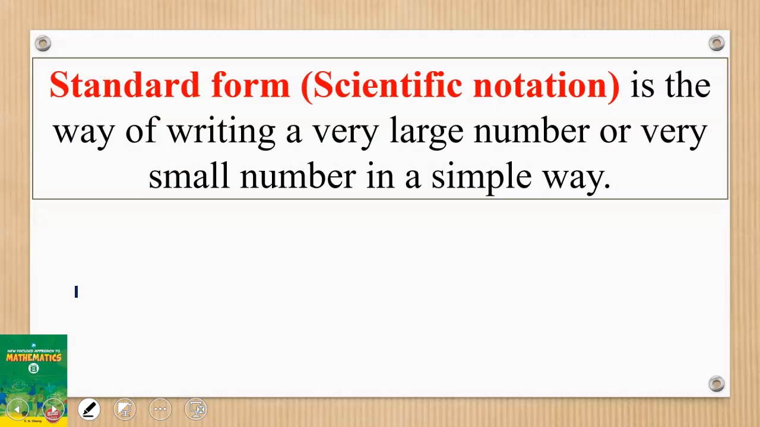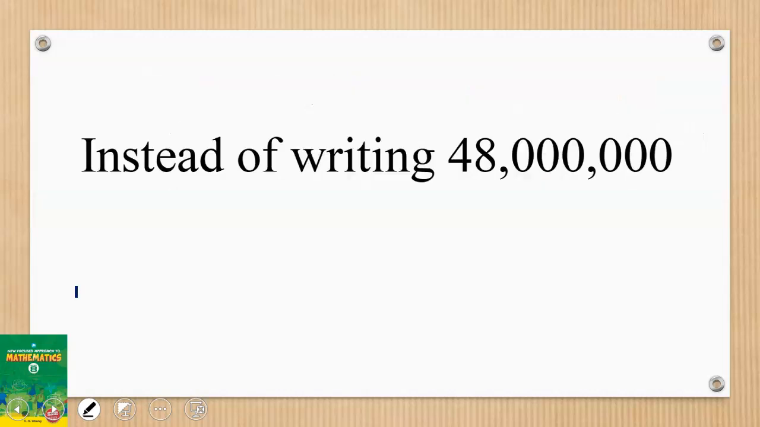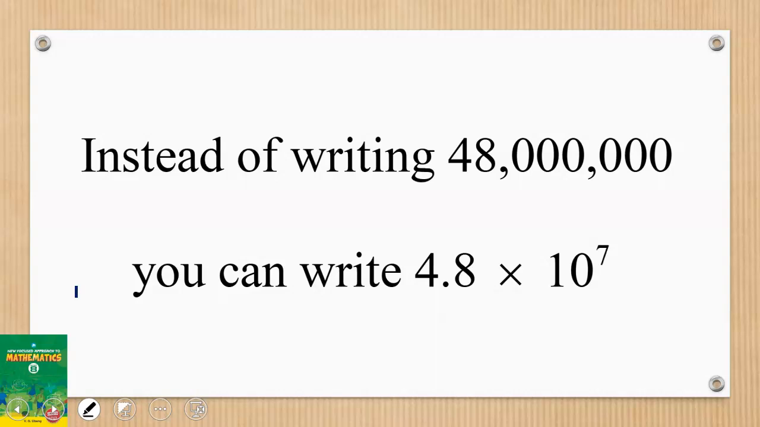What is scientific notation? It is a way of writing a very large number or a very small number in a simple way. If you are doing experiments in science, or doing calculations and measurements, and you are measuring a very large object and the value is very huge, you can't be writing that huge number in your calculations. For example, instead of writing 48 million in your calculation, it will be very simple if you write 4.8 times 10 to the power. I'll show you how it happens very soon.